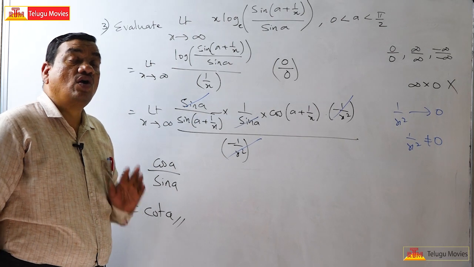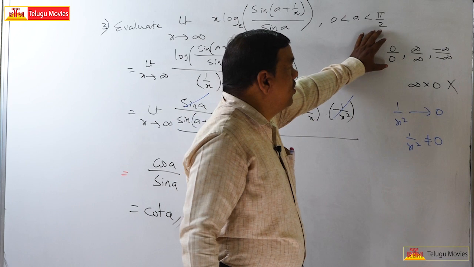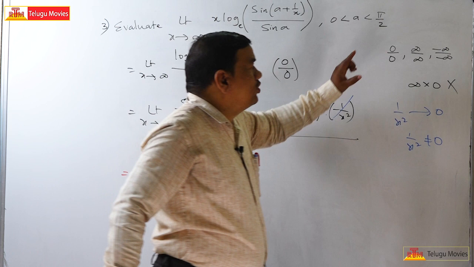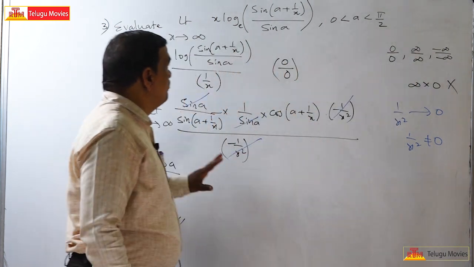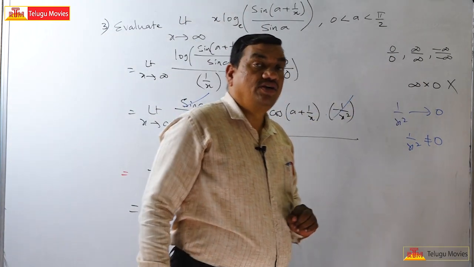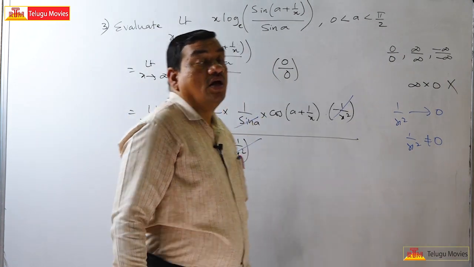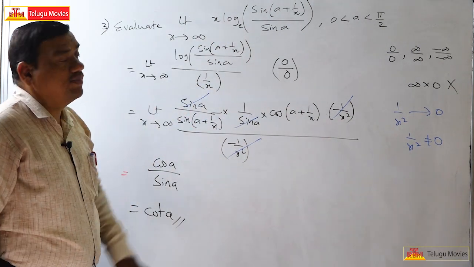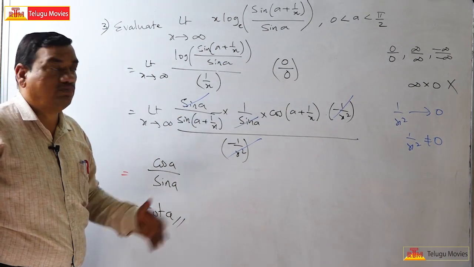The first thing you have to observe is that we have to apply the L'Hopital rule when, on direct substitution, the form is 0 by 0, infinity by infinity, or minus infinity by minus infinity. But if you substitute x tends to infinity here, we are getting infinity into 0, which is not the required form. Then I made a little bit of change: x replaced by 1 by x. Now it is of the form 0 by 0, then we can do the L'Hopital rule.